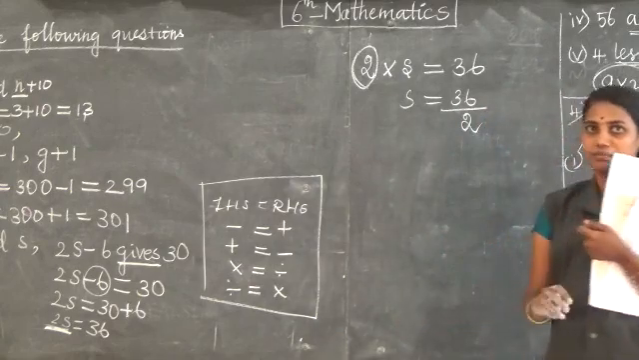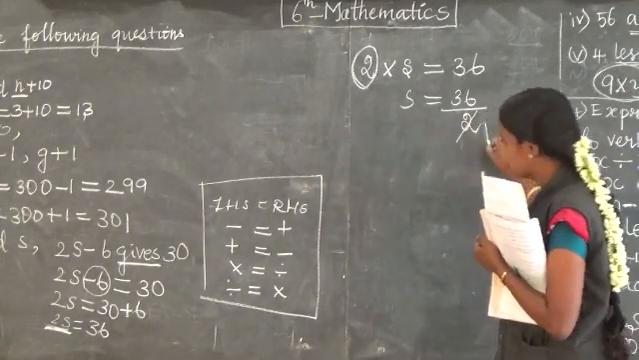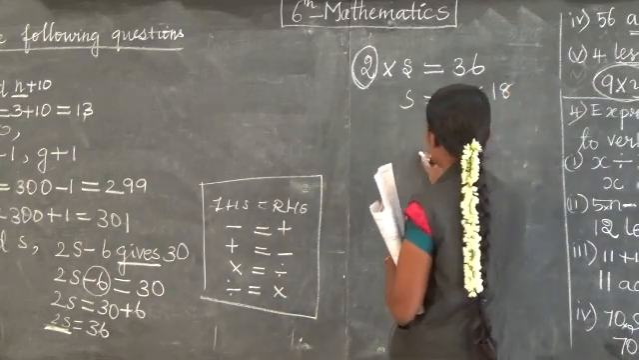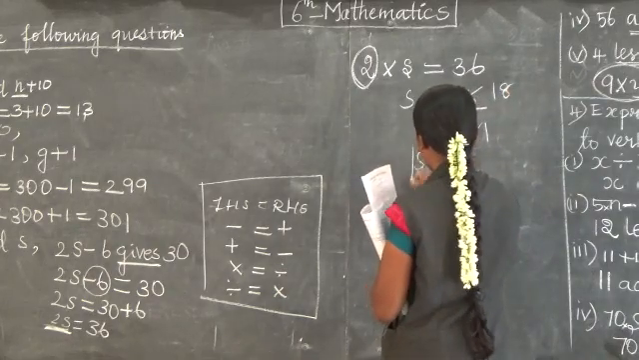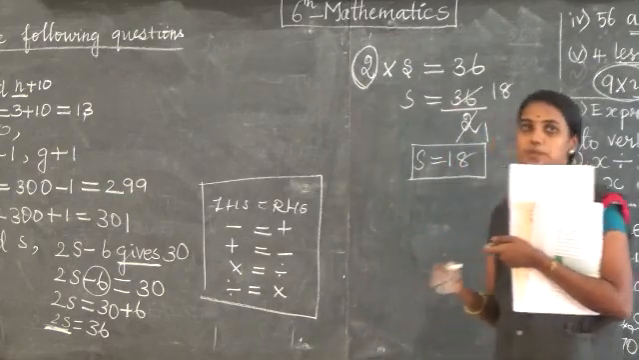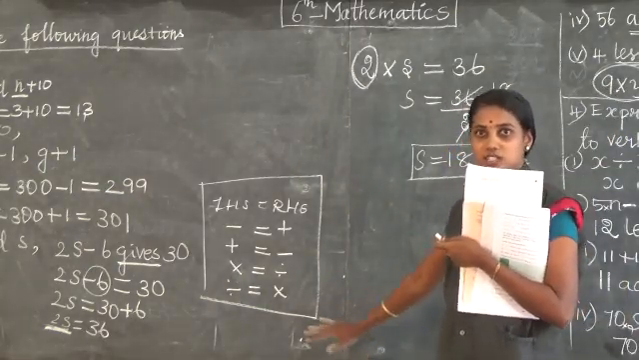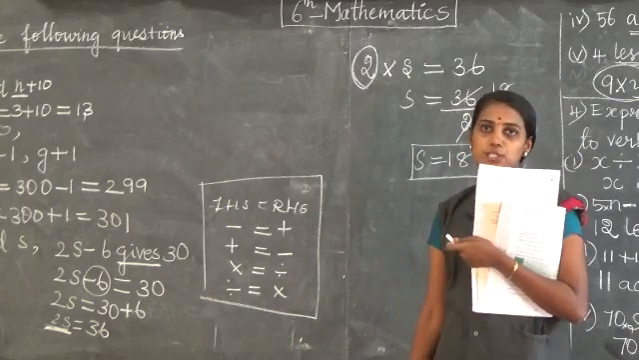Do you all know the 2 table? 2 ones are 2. 2 how many times is 36? 18 times. So the s value is 18. I will explain it once again. It's very, very important. Till the higher classes, we will follow only the transposition method.